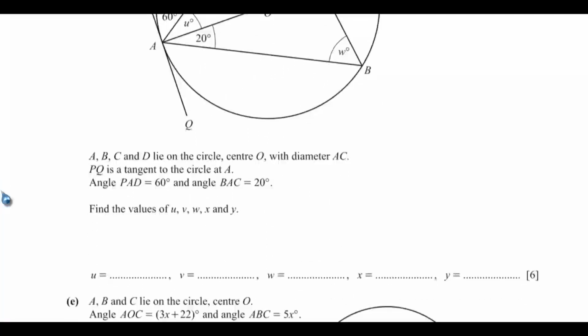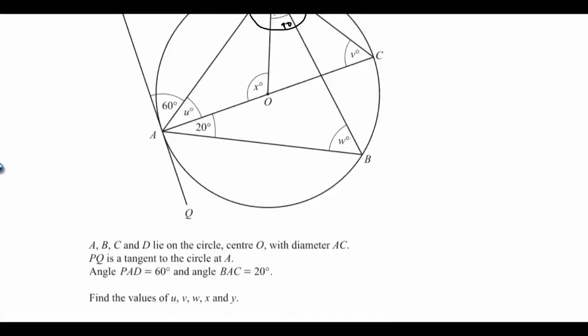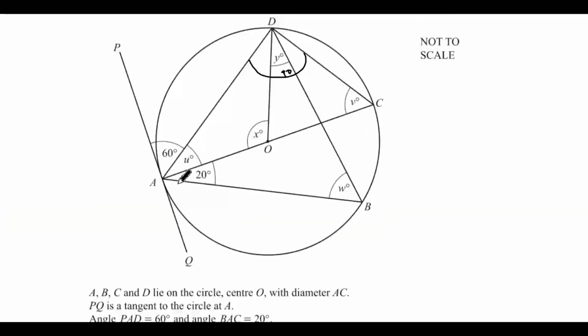PQ is a tangent to the circle at A. So that means the angle between a tangent and a radius should be 90 degrees. OA will be the radius, so this angle is 90 degrees. You can easily get angle U from here straight away. And also, you can get angles in alternate segments, that is the angle between a chord and a tangent.